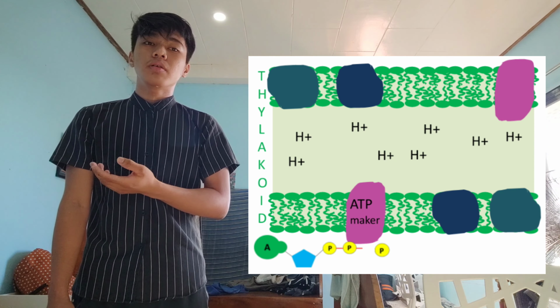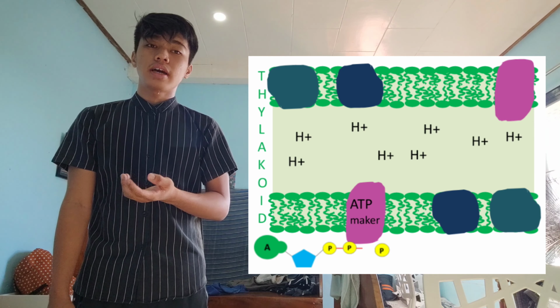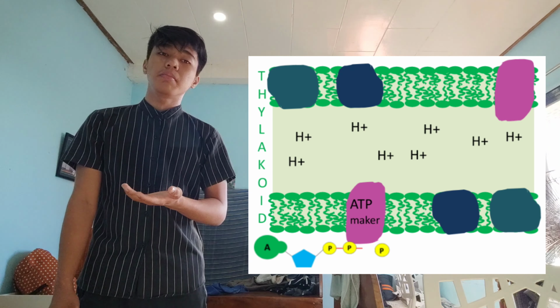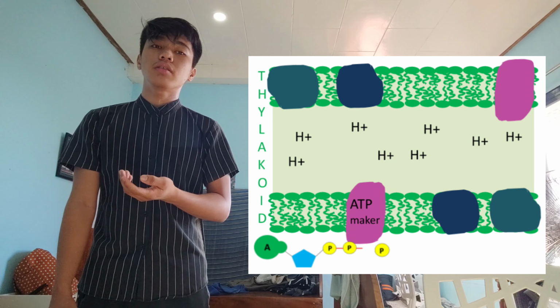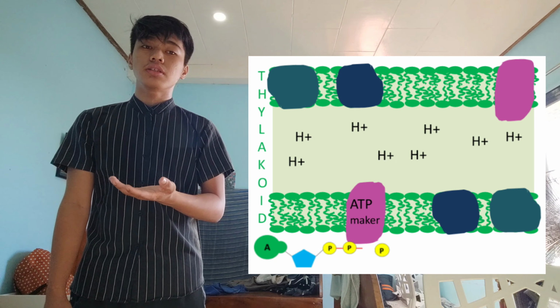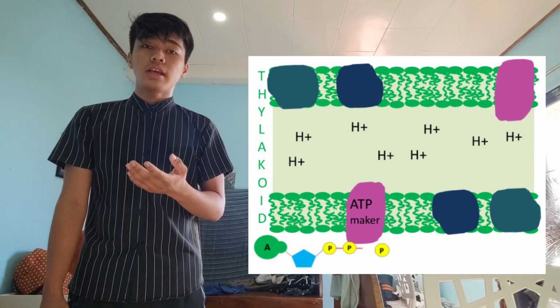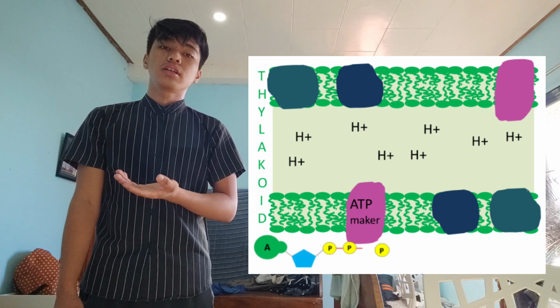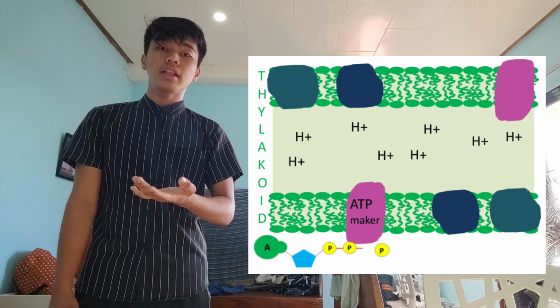When there are more protons inside the thylakoid than in the stroma outside, protons want to leave the crowded thylakoid. When the protons cross the membrane to leave, a protein uses their passage to power ATP production. The protein ATP synthase attaches a phosphate group to ADP, making it ATP.